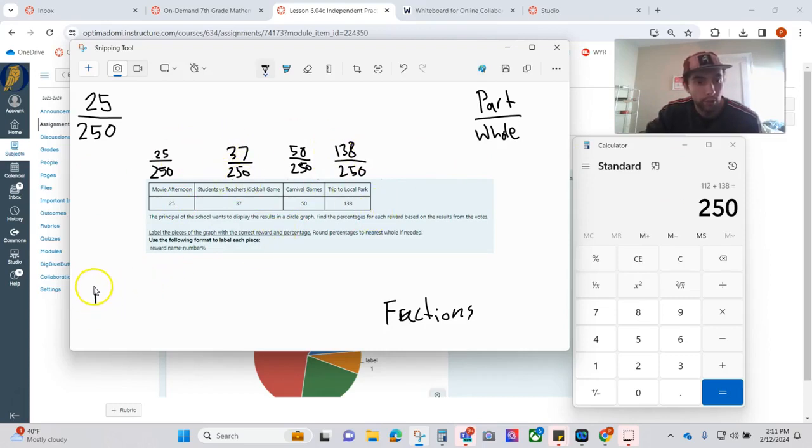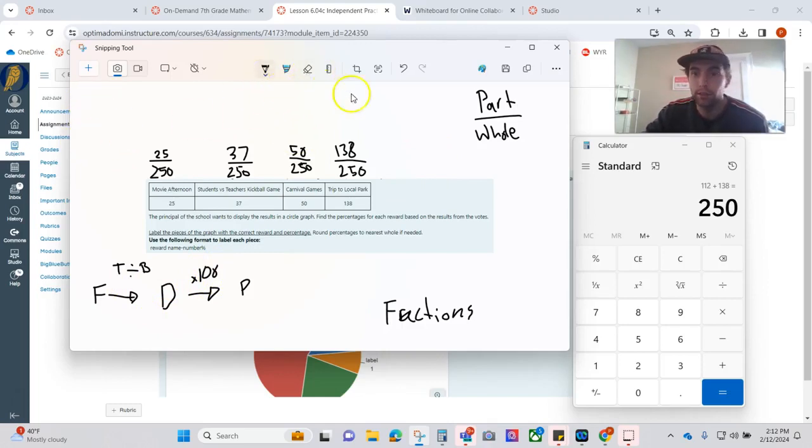To turn a fraction into a percent, we first divide the top number by the bottom number. Top divided by bottom will turn the fraction into a decimal. Then to turn the decimal into a percent, we multiply by 100. So all of these fractions can get turned into percents the same way.